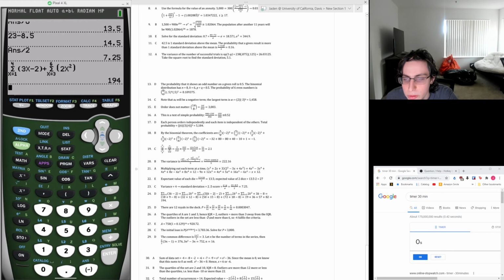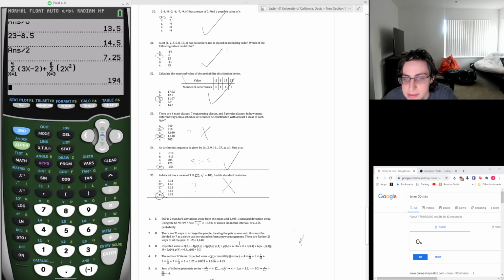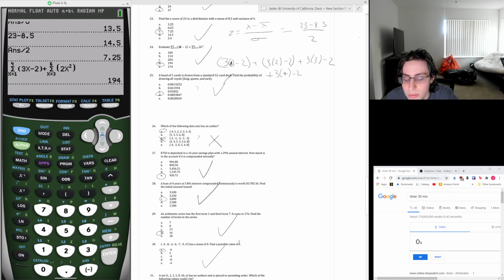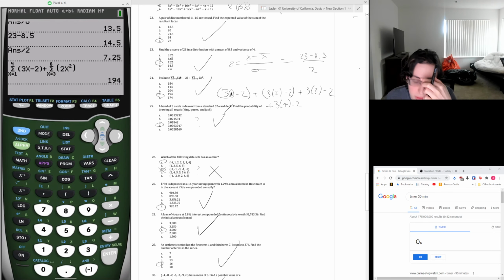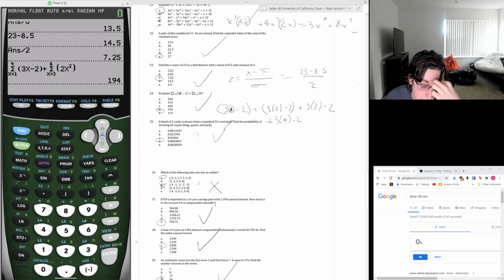There are 12 royals in the deck. Okay, so they messed up. Wait, no they didn't. I'm stupid. I thought for some reason there were 9 royals in the deck. Why did I think that?